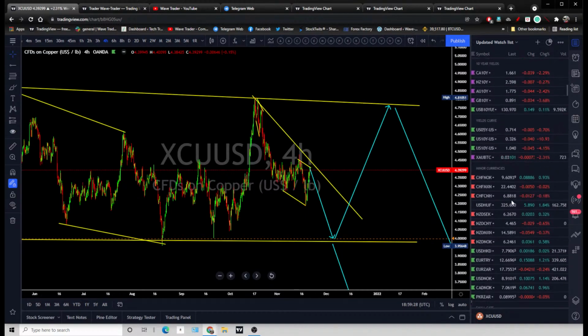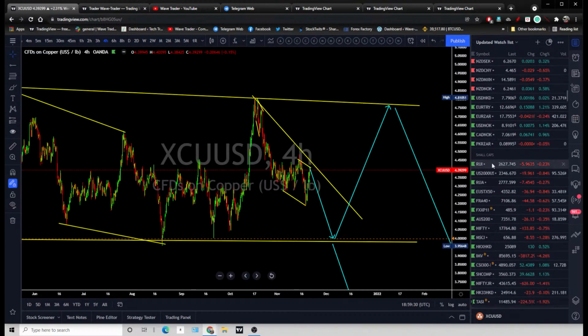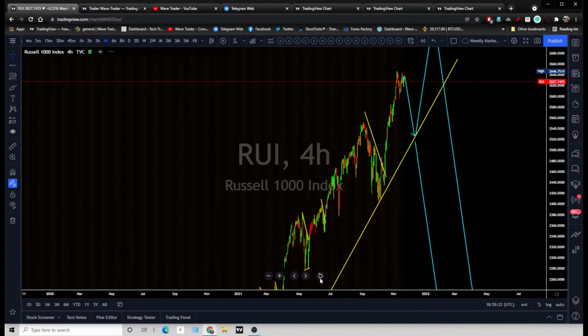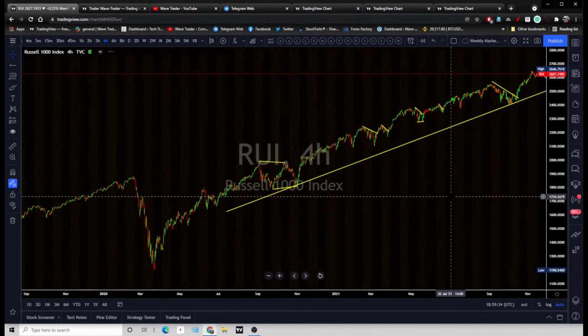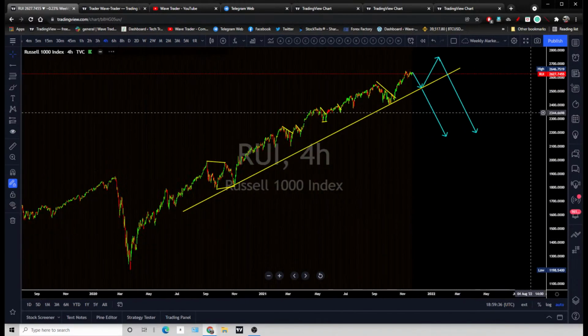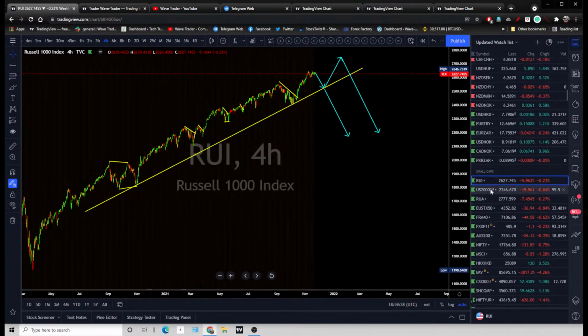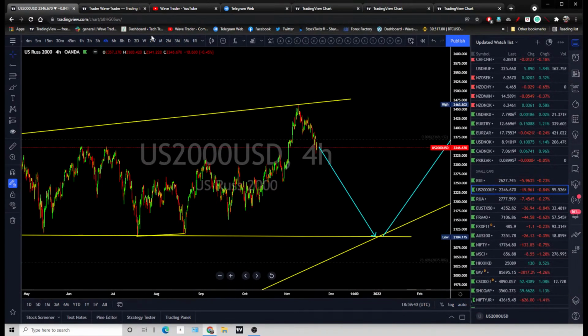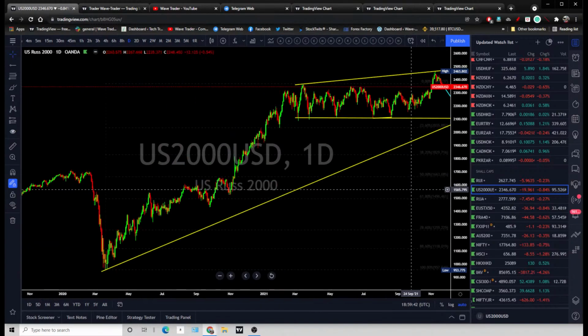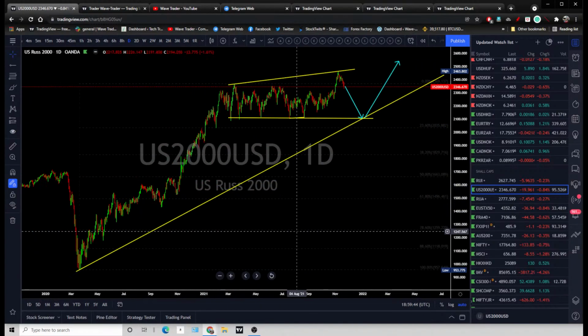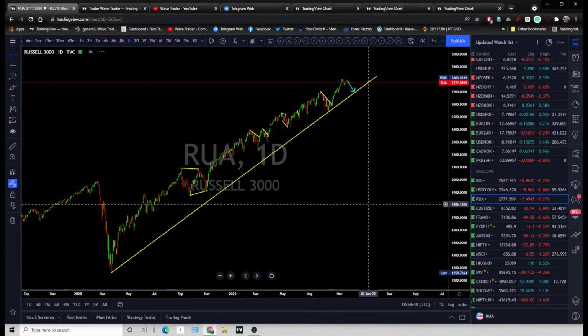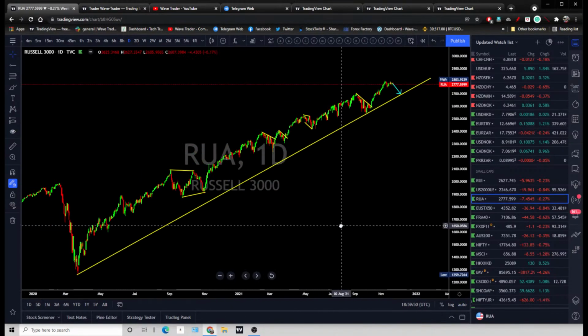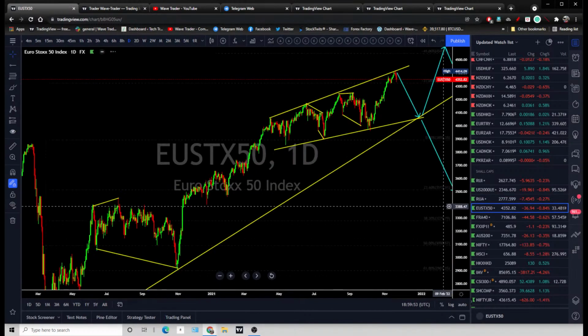Let's look at the small caps. All right, so small caps, again same analysis like the other indices. Okay, a deeper pullback is due, higher inflation can cause them to go down. All right, and the US Russell 2000 can drop back to that expanding triangle formation. The US Russell 3000, right? So the dip is due on them.